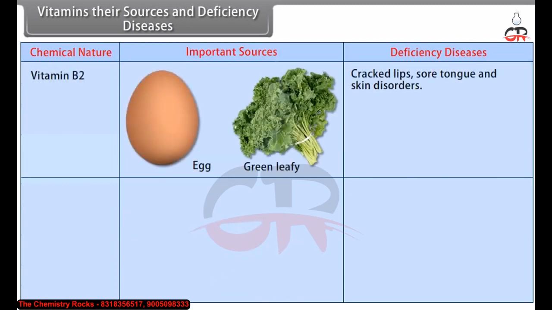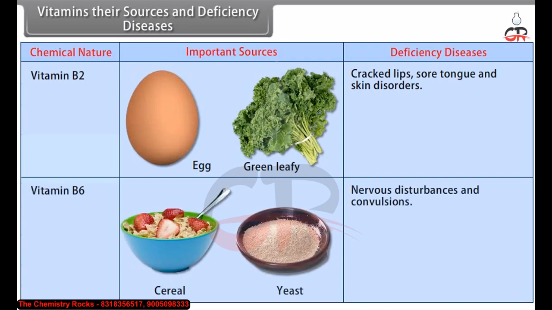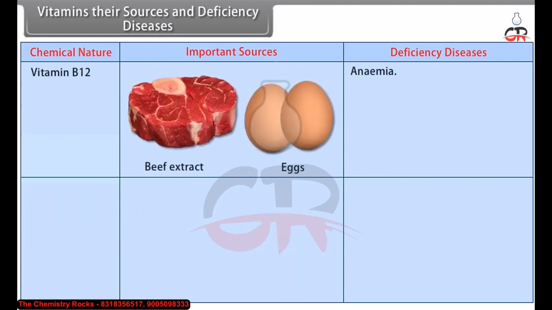Vitamin B2 is soluble in water. It is stable to heat and destroyed by light. Deficiency of vitamin B6 causes nervous disturbances and convulsions. Vitamin B12 is soluble in water and also contains cobalt. It is red crystalline in nature.